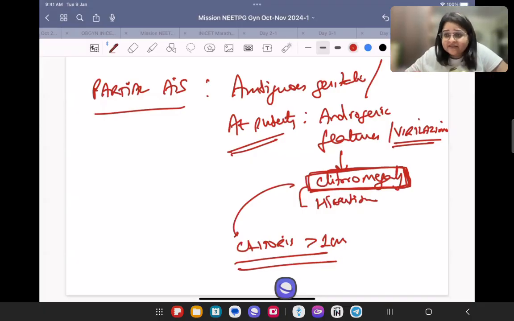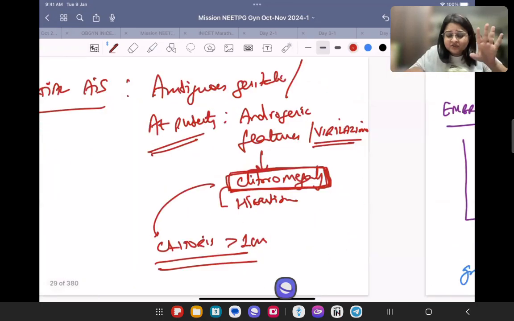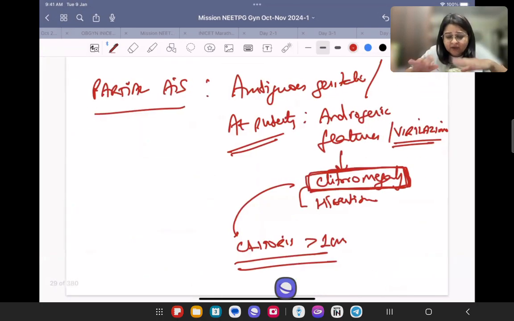Yes, the testes will be abdominal. On scan, you will find a gonadal looking structure, which looks like an undescended testes, but they have to be removed. Gonadectomy has to be done because there's a 20% risk of malignancy in these undescended gonads. So this is what's happening in partial AIS.